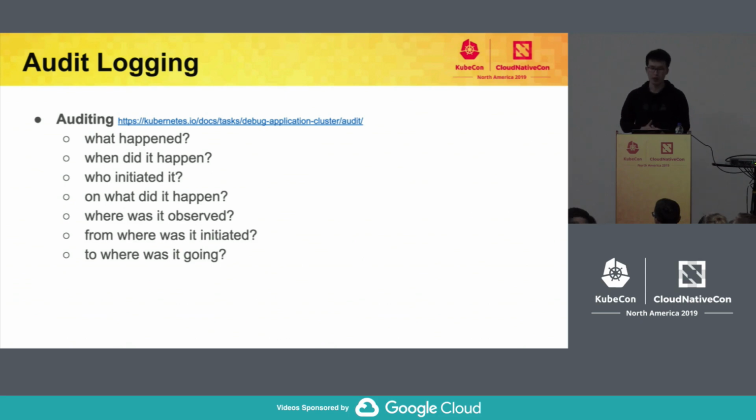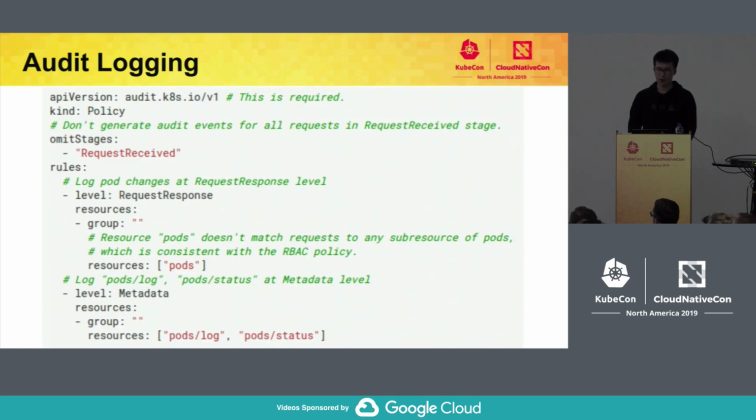We have audit logging to answer this kind of question. Based on the documentation, Kubernetes audit logging helps the cluster admin answer the following questions: what happened, when did it happen, who initiated it, etc. To give you a quick view of how Kubernetes audit logging works, here is an audit policy that sets the Kubernetes API server to log pod changes at request response level and log pod/log and pod/status sub-resource requests at metadata level.